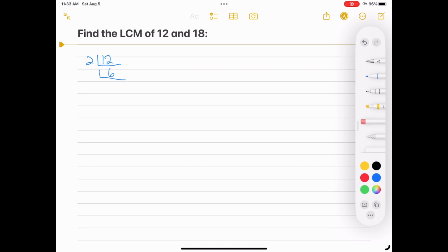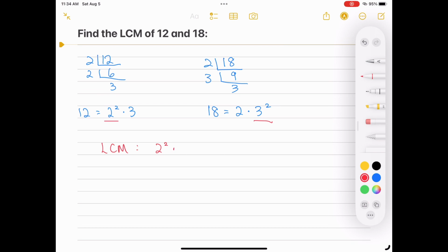So once again, we write out the prime factorizations of 12 and of 18. 12 factors out to 2 squared times 3, and 18 factors out to 2 times 3 squared. To find the least common multiple, we find the highest power of each factor that occurs in any of the factorizations. The product of these highest powers is the least common multiple. In this case, it would be 2 squared times 3 squared, or 4 times 9, which is 36.